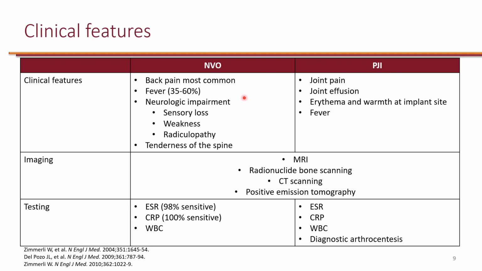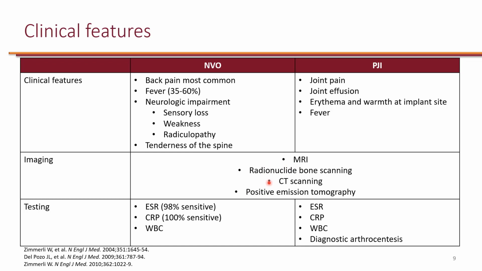Let's take a look at the clinical features. For native vertebral osteomyelitis, or NVO, there will often be back pain, tenderness of the spine, fever, as well as neurologic impairments, because this involves the inflammation of the spinal cord. Prosthetic joint infection, of course, involves joint pain and joint effusion, as well as fever, erythema, and warmth at the implant site. For both of these, imaging is key. MRI is the most common one, but we can also use some other types of imaging.